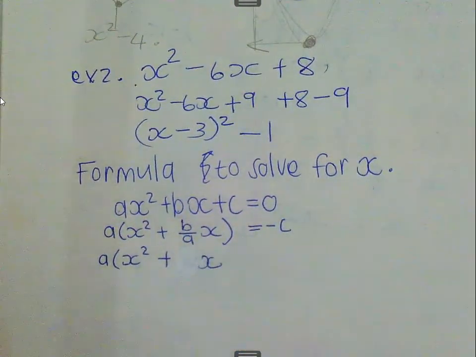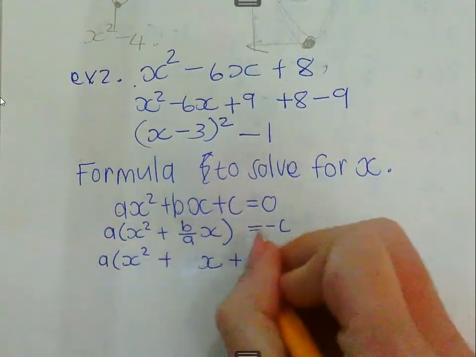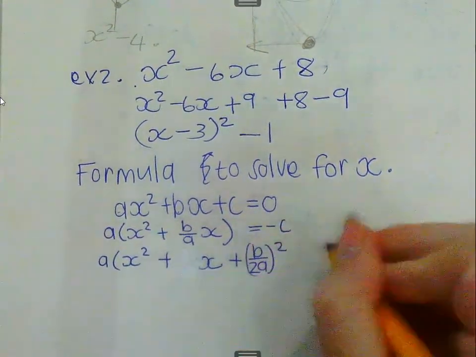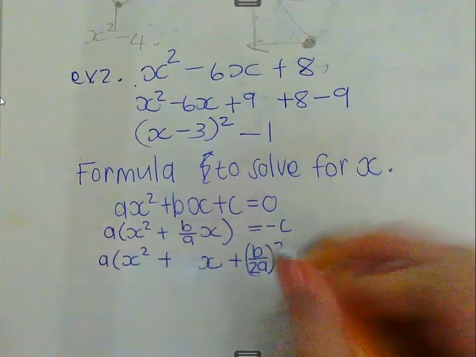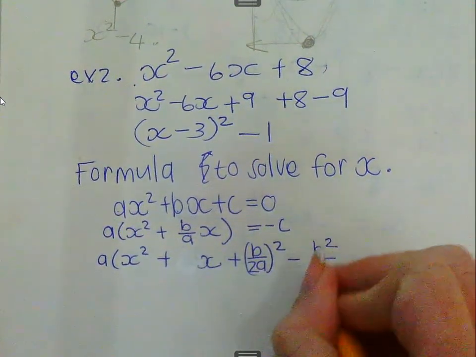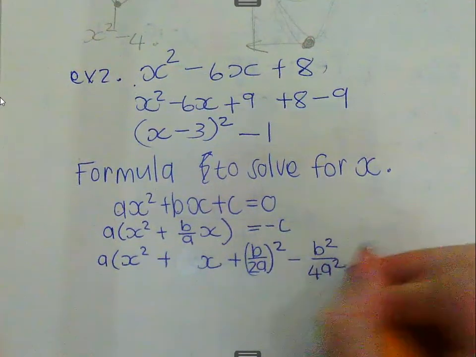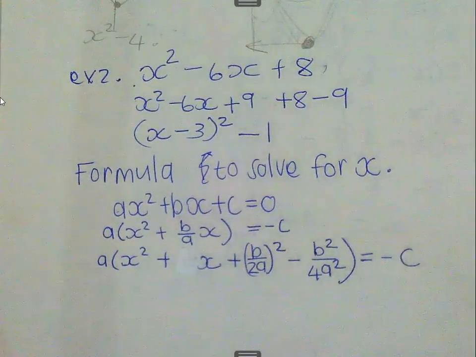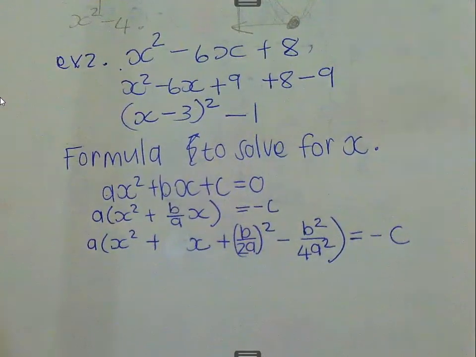That is still the middle term, b over a. So the magic number is going to be b over 2a, squared. And then I also have to subtract it. It's b squared over 4a squared, equal to negative c. I haven't done anything different. The secret to mathematics is that it all stays the same. Don't do funny things when there are funny things.